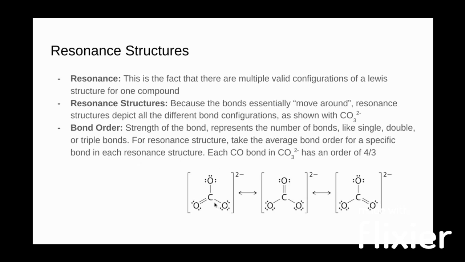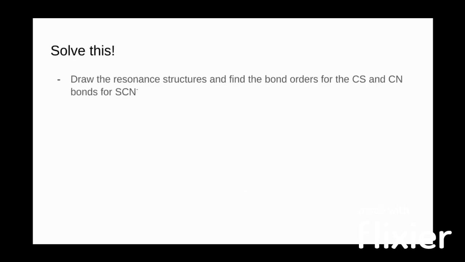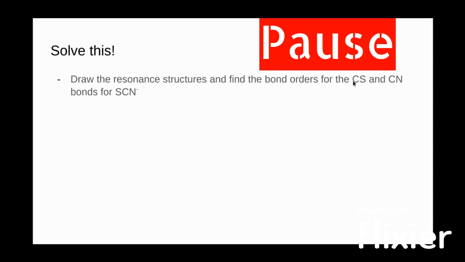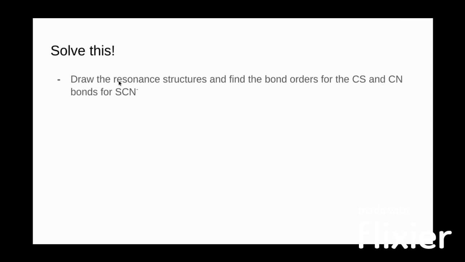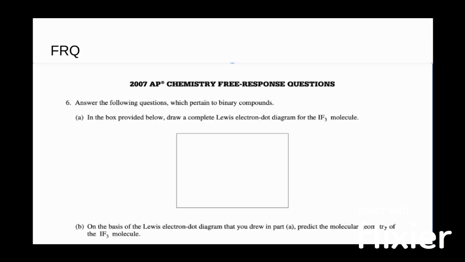To calculate the bond order for a resonance structure, we take the average bond order for the specific bond in each resonance structure. For example, with CO32-, this CO bond right here, there's 2 in this, 1 in this, and 1 in this. So we add that up, that's 4, divide that by 3, and the bond order is 4/3. Solve this. Draw the resonance structures and find the bond orders in SCN-. This will be the resonance structure, and this will be the bond orders.